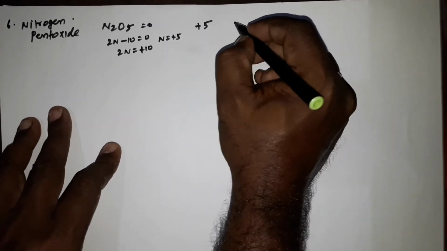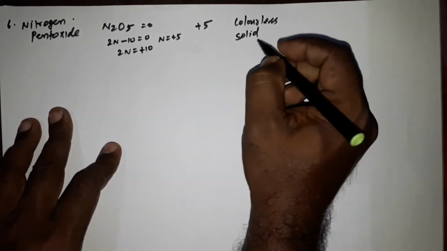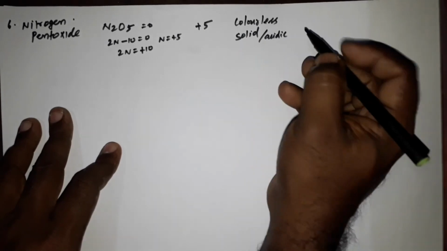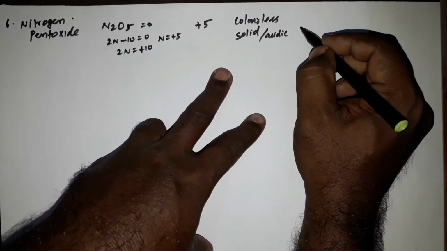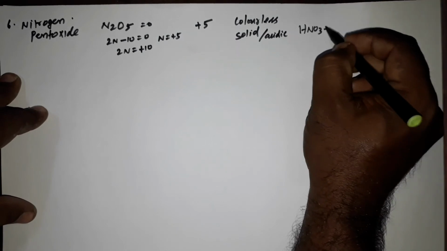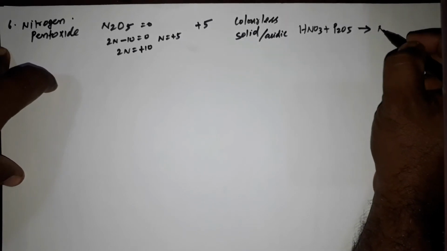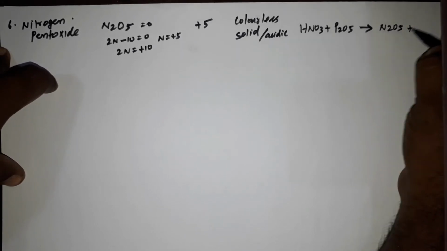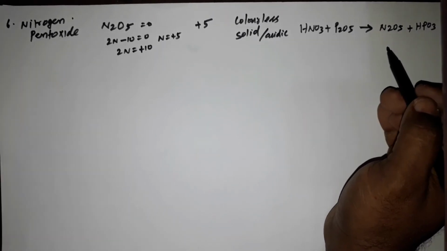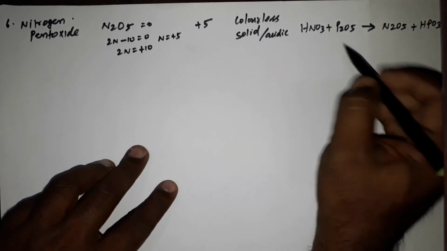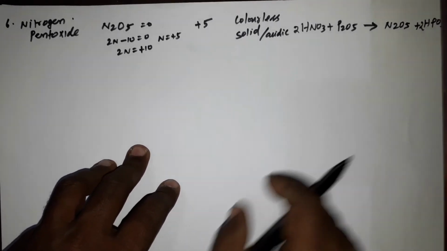Then it is a colorless solid and acidic. Okay, then preparation, we are taking nitric acid, that is HNO3, plus phosphorus pentoxide P2O5. Then it will produce nitrogen pentoxide N2O5 plus metaphosphoric acid HPO3. Okay, balance the equation 2HNO3, then here put 2. Now the equation is balanced.